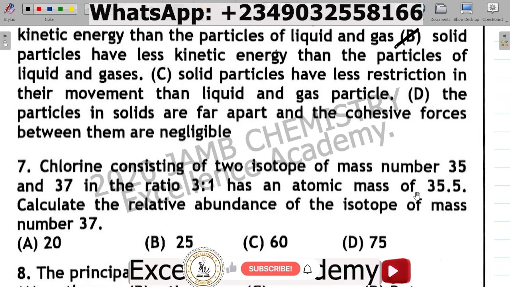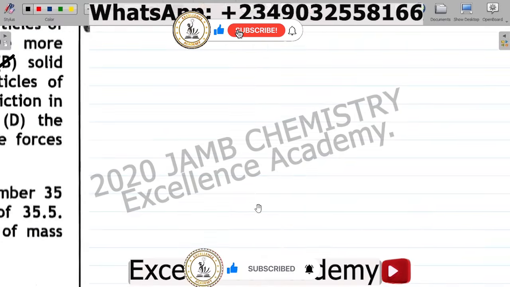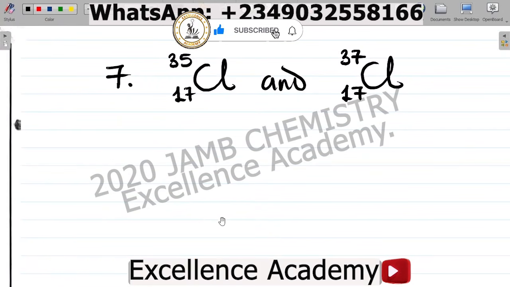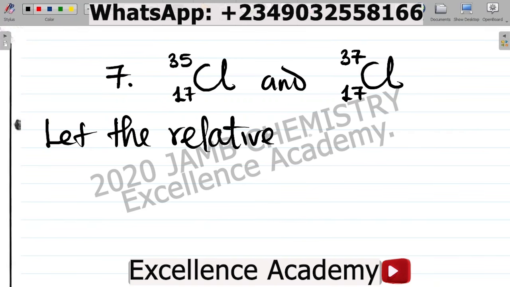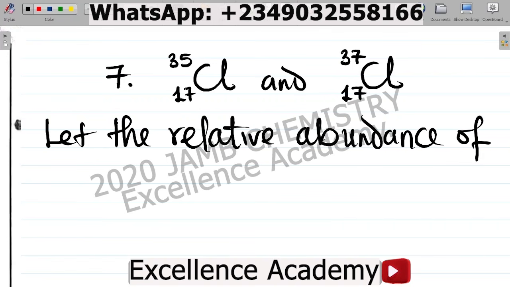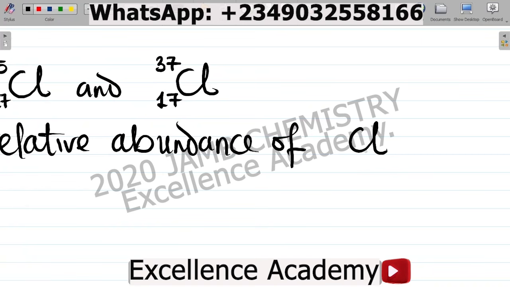Now we're asked to calculate the relative abundance of the isotope of mass number 37. How do we do that? Now we do not know the value of the relative abundance of chlorine 35, so we'd say let the relative abundance of chlorine 37 be x.